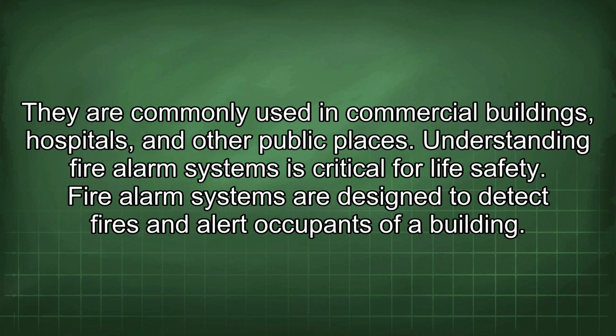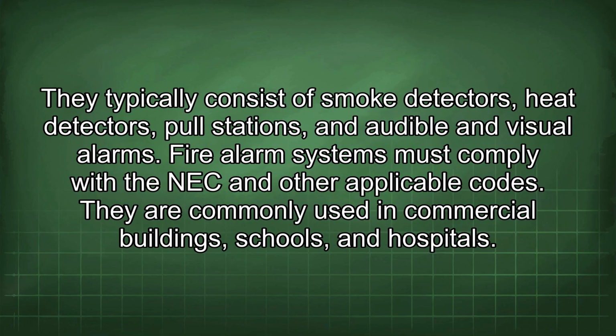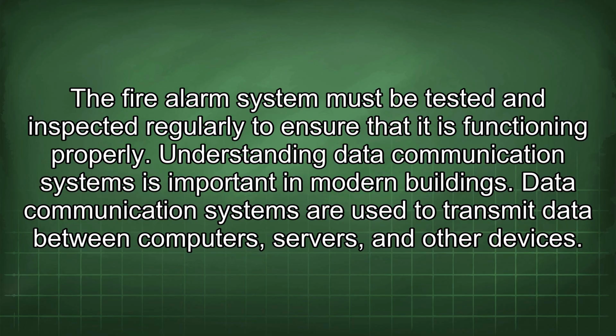Understanding fire alarm systems is critical for life safety. Fire alarm systems are designed to detect fires and alert occupants of a building. They typically consist of smoke detectors, heat detectors, pull stations, and audible and visual alarms. Fire alarm systems must comply with the NEC and other applicable codes. They are commonly used in commercial buildings, schools, and hospitals. The fire alarm system must be tested and inspected regularly to ensure that it is functioning properly.